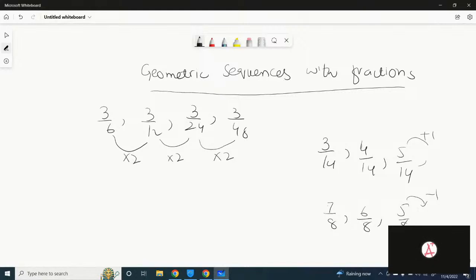That means when you are multiplying or dividing by some value, they are geometric sequences. Got it? So for the next one, you write the same numerator and multiply the denominator by 2. So 48 times 2 is 96. So the next fraction in the sequence is 3 by 96. Got it?